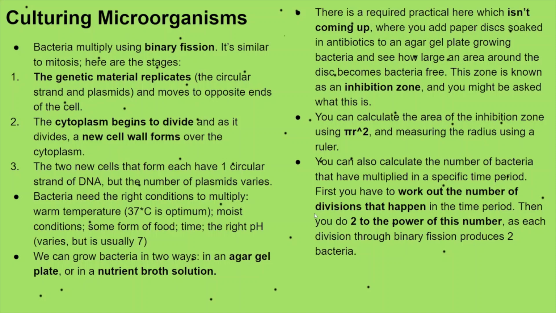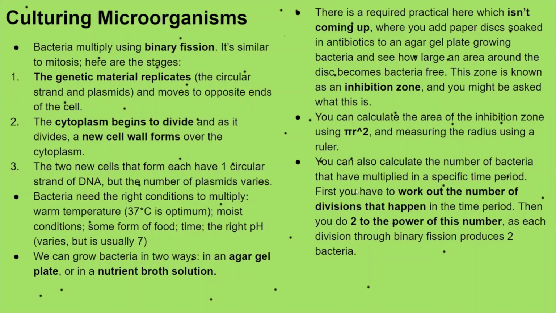So let's say, for example, that bacteria are multiplying at their optimum speed of 20 minutes. So there's 3 20s in 60, obviously you have to divide one by the other, so 3 divisions happen in an hour. So you do 2 to the power of this number, as each division through binary fission produces 2 bacteria. So after the first division there's 2, second times by 2 there's 4, third times by 2 there's 8, 16, 32, etc. So 2 to the power of 3 is 8.